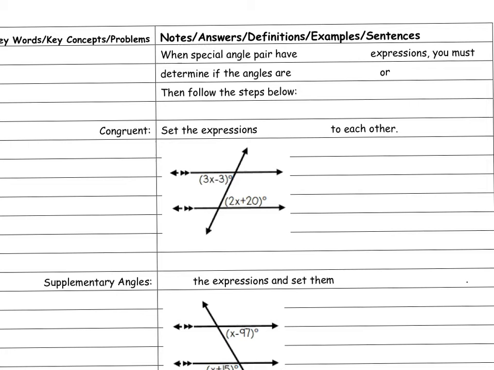Okay, so when a special angle pair has algebraic expressions, you must determine if the angles are congruent or supplementary. Then follow the steps below. So I have to decide what they are and if they equal each other. So here we go. We're going to talk about it now.